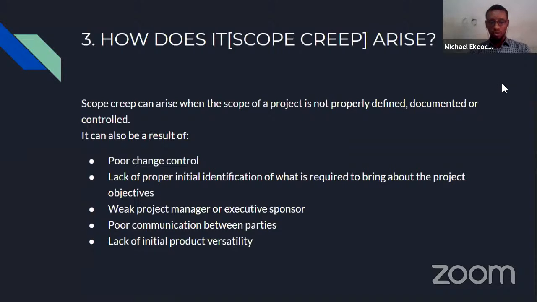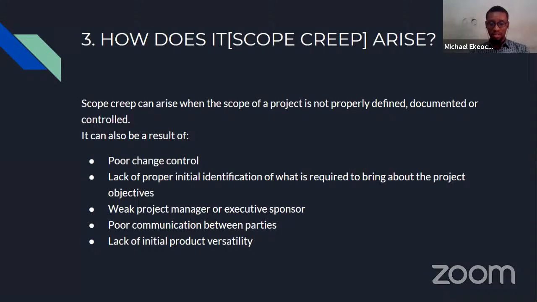All right, so how does scope creep arise? Scope creep can arise when the scope of a project is not properly defined, documented, or controlled. Let's say, for example, as a diligent project manager, you've actually defined the scope of the project properly, you've done your diligence and the proper documentation and all that.